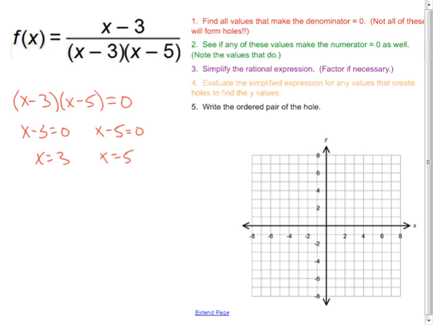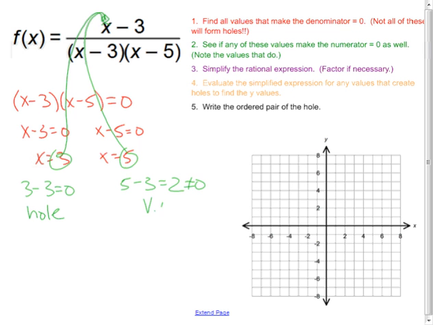denominator equal to 0. So step 2 is see if any of these values make the numerator 0. Well, when I plug 3 in here, I see that 3 minus 3 equals 0. This will create a hole. And if you see I plug my 5 in, I get 5 minus 3 is equal to 2, which is not equal to 0. This creates a vertical asymptote. Okay? So again, where are we going to find the hole? You're kind of halfway there because you know the x value.